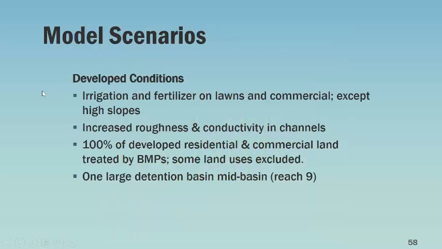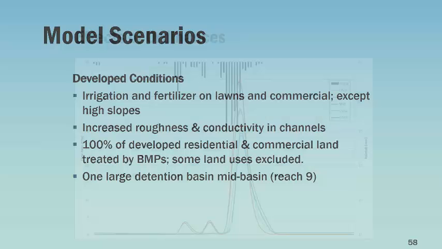And we also ran several scenarios of how the urbanized area behaves, such as the irrigation and fertilization of lawns, and how we protect the channels because we are going to have more buffers, and of course how much of the land is going to be developed, both residential and commercial, with full employment of all the different BMPs, and then one large detention pond in the middle of the basin, which is reach number 9 or subbasin number 9.